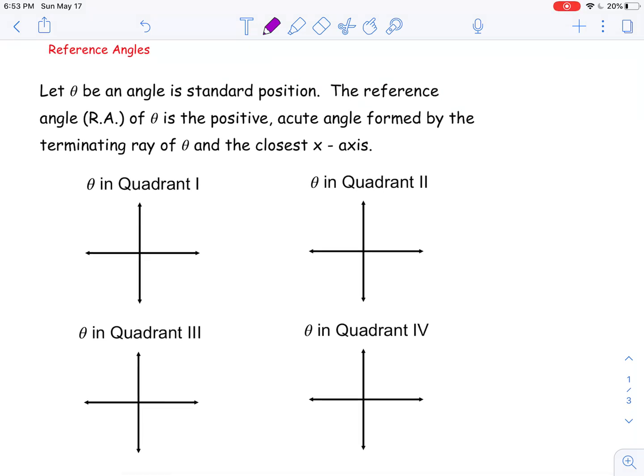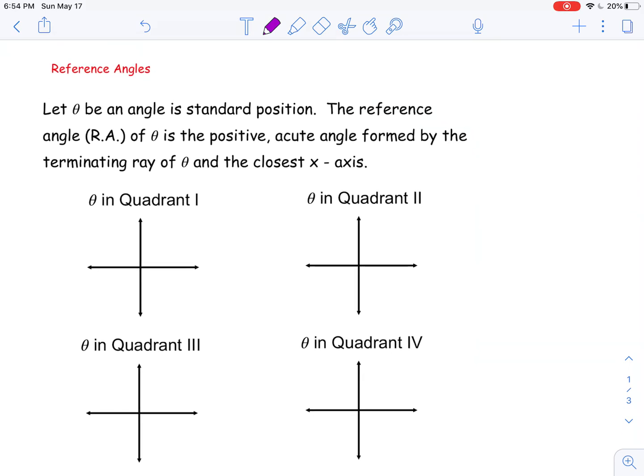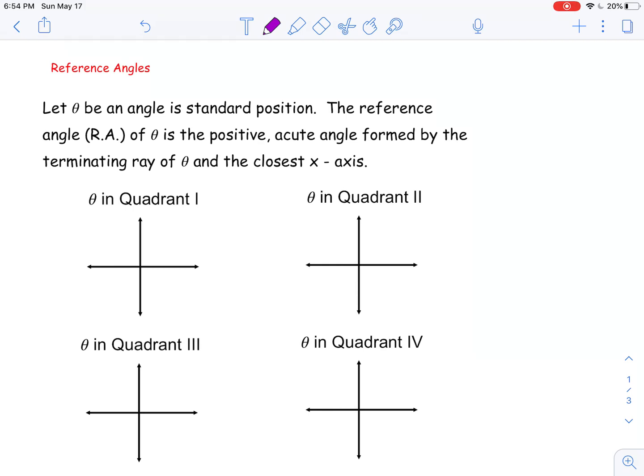All right, so now we're going to look at reference angles, and this is a part of trig that's really important because it'll help us come up with values of trig functions given an angle or a reference angle. So first we're just going to look at today how do you find a reference angle, and how to use reference angles will become more apparent on future lessons.